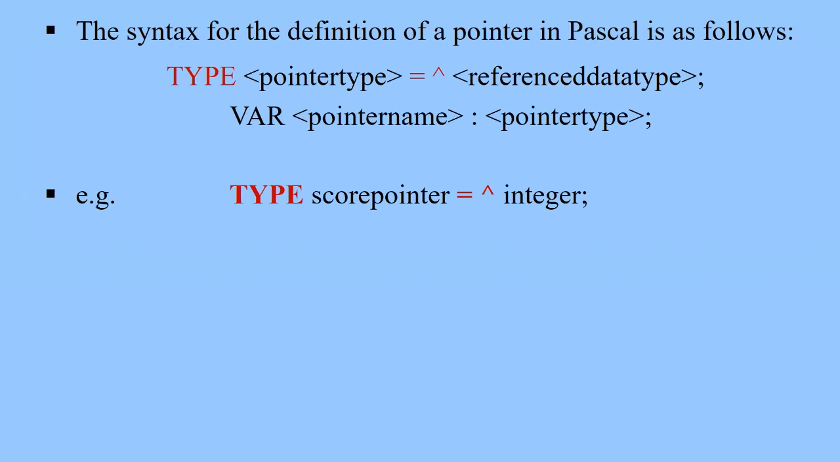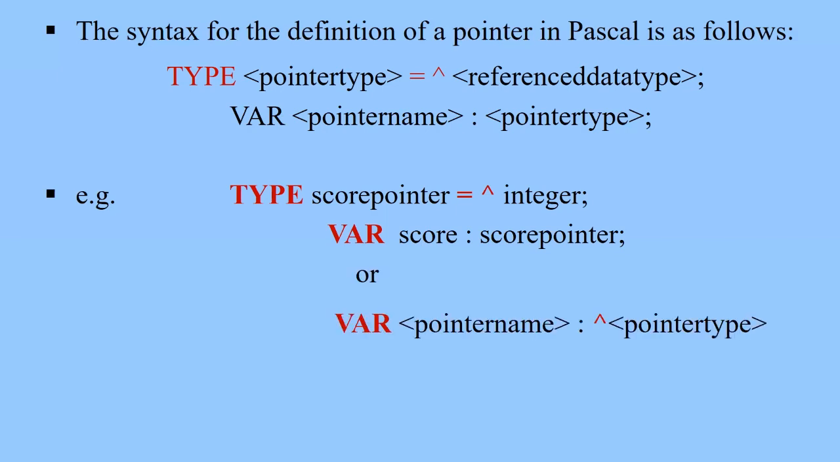For example, type score pointer points to an integer or a memory location containing an integer. Therefore, type score pointer equals to pointer to integer. So score pointer points to integer. And then variable score of type score pointer. So that's one way of defining a pointer in Pascal.